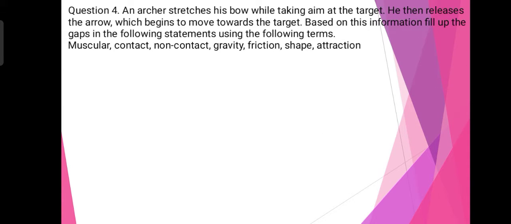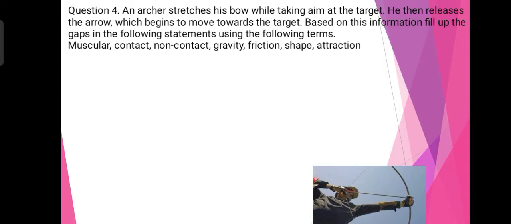Question number 4. An archer stretches his bow while taking aim at the target. He then releases the arrow which begins to move towards the target. Based on this information, fill up the gaps in the following statements using the following terms. The terms are muscular, contact, non-contact, gravity, friction, shape and attraction.